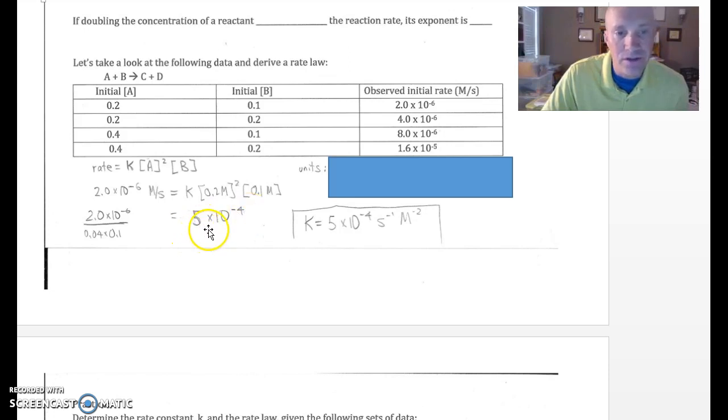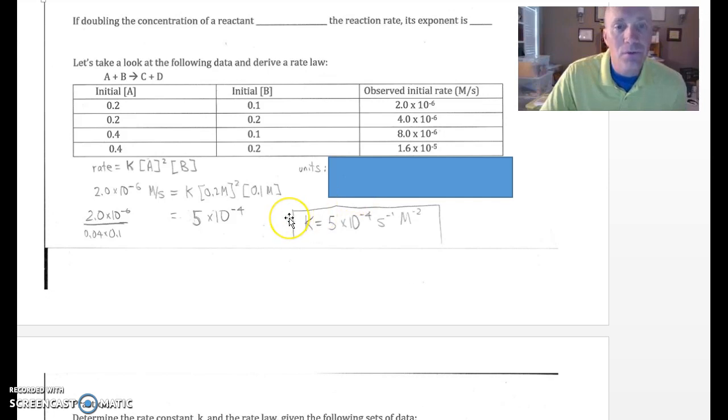All right, notice that I said 5 times 10 to the minus 4th because if we apply our significant figure rules, you'll notice that each of these values right here have only one significant figure in them. Therefore, our answer should only have one significant figure. That's why it's not 5.0 times 10 to the minus 4th. All right. The harder part comes in figuring out the units.